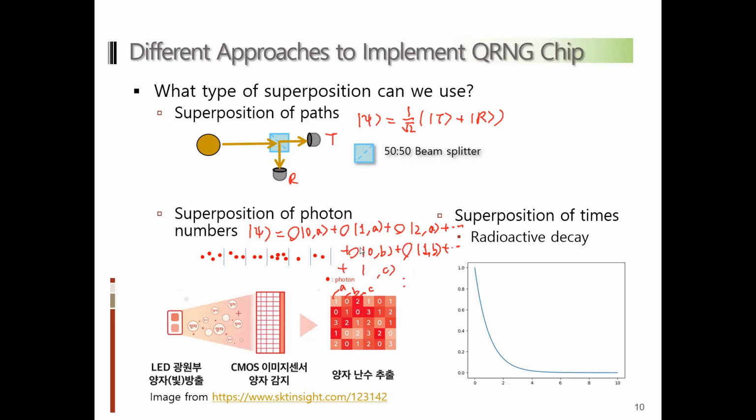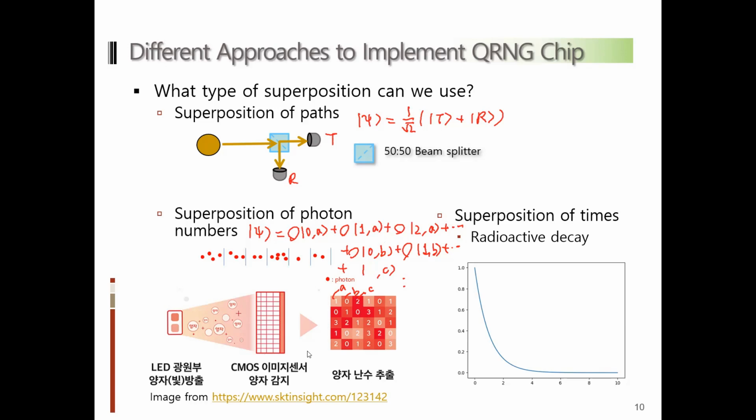So what we really measure is the number impinging on each of these pixels, and the number of measured photons is determined by the superposition of these possibilities. In the current technology, people are using something called a CMOS image sensor, and this image sensor is what is being used in your smartphone.